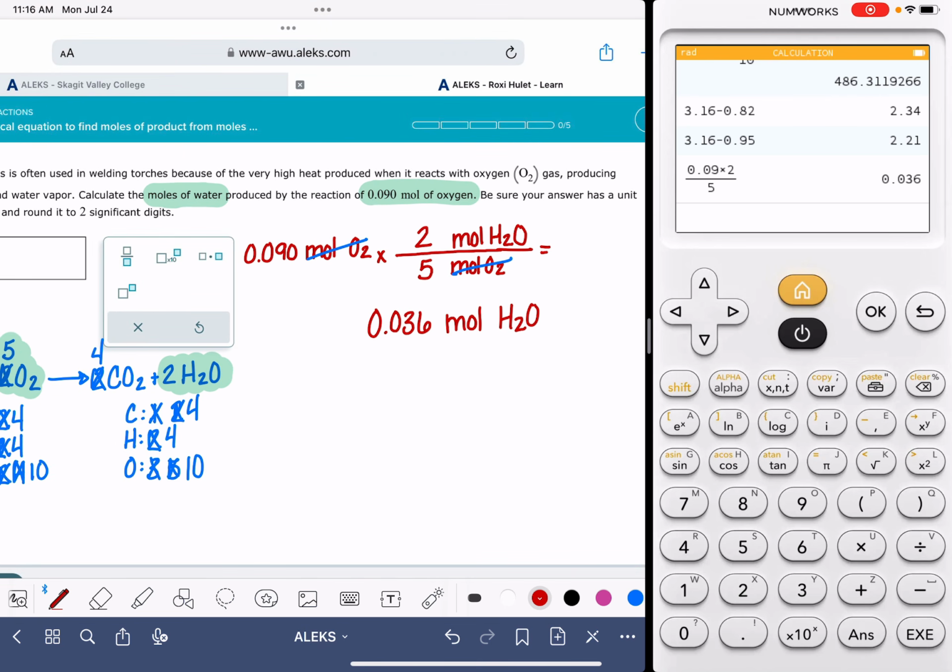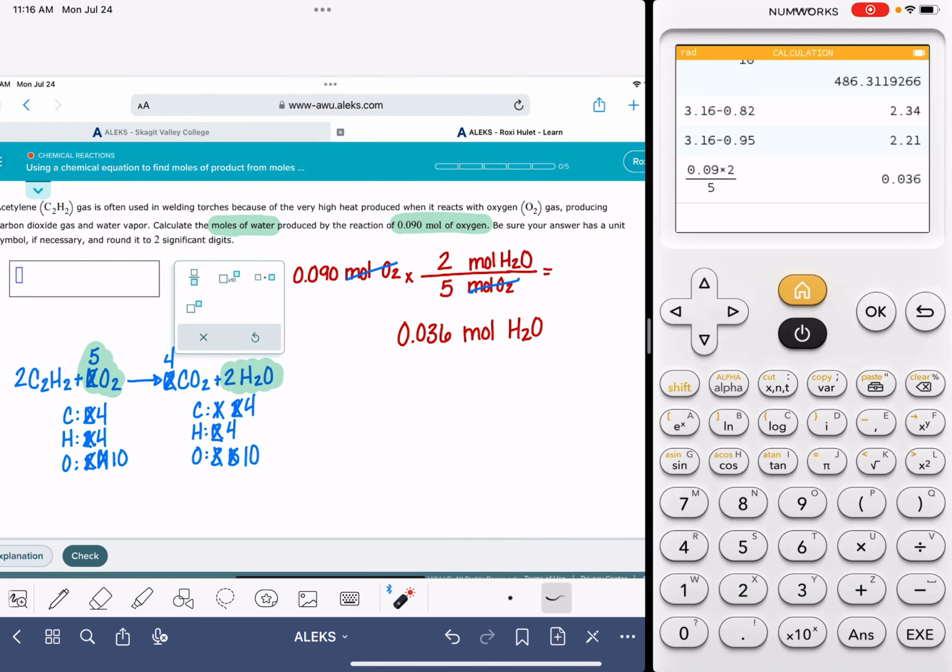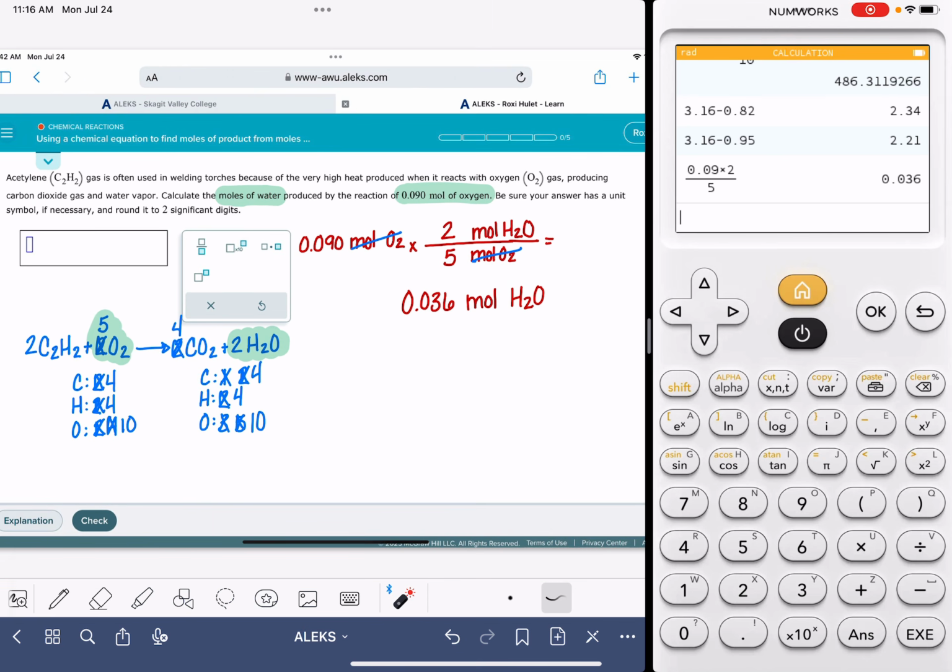ALEKS says to 2 significant digits, which is exactly what we have, and it says to be sure your answer has a unit symbol on it. The unit symbol that ALEKS specifically wants for this problem is just mole. It doesn't want you to tell moles of what, it just wants mole. So if this was your problem, you're going to put in 0.036, and then you're going to type MOL. Make sure you use the abbreviation, not MOLE, just MOL, and then that's it.